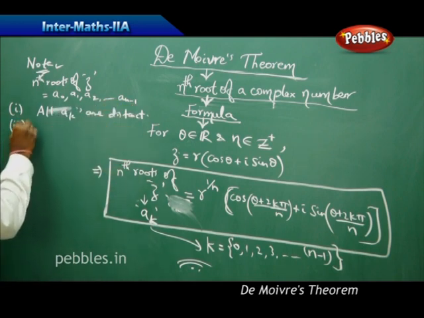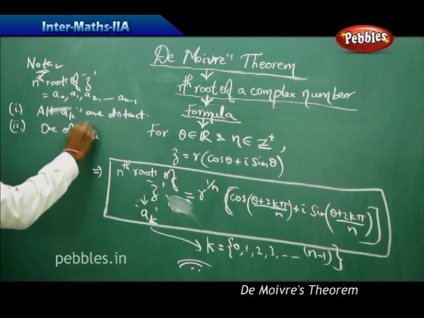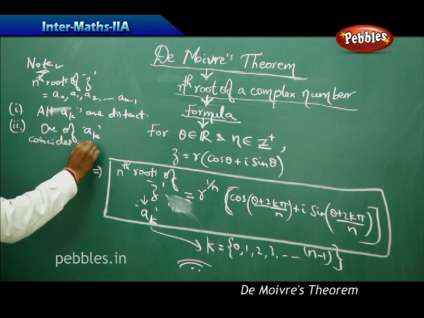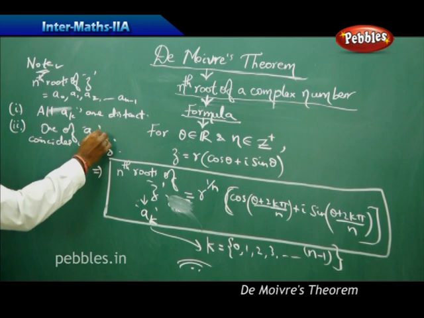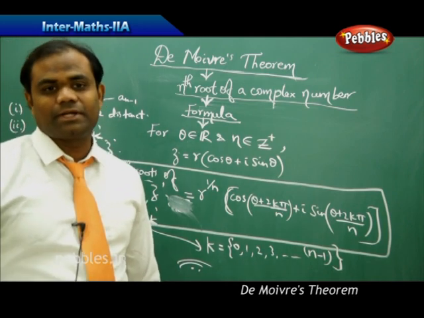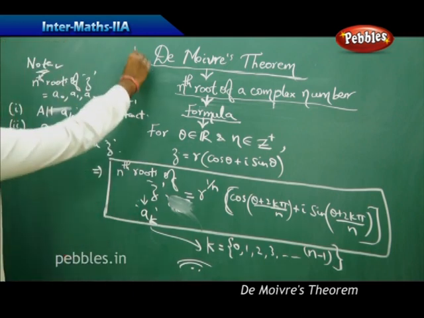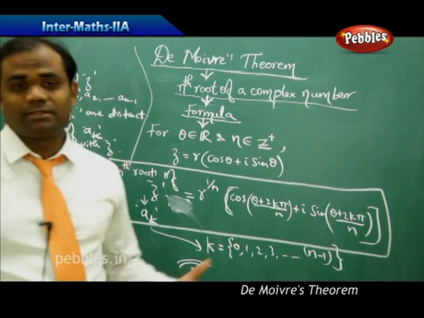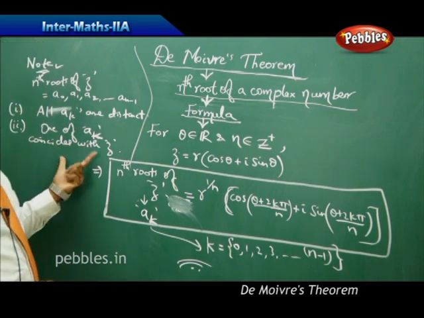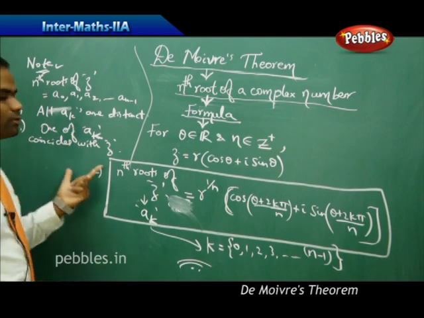Secondly, I find that one of ak coincides with z. So every complex number coincides with one of its nth roots, is how we understand the second property. That is, one of ak coincides with z, is how we get the nth roots of a complex number connected with these two basic properties. One is all ak's are distinct, and the other is one of ak coincides with z.